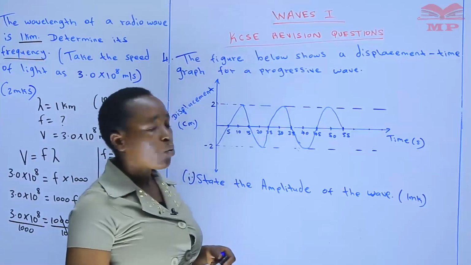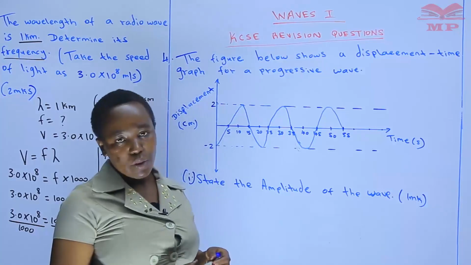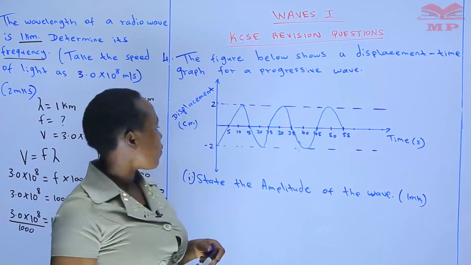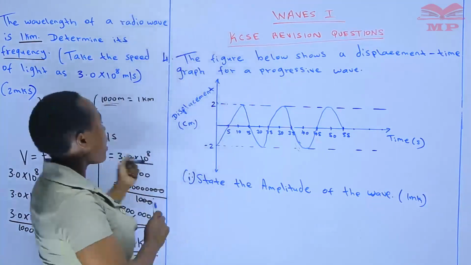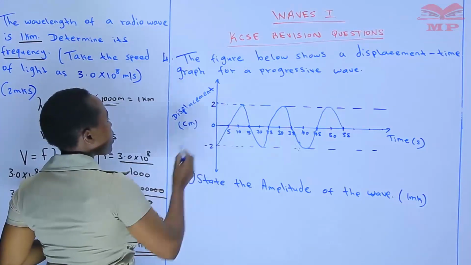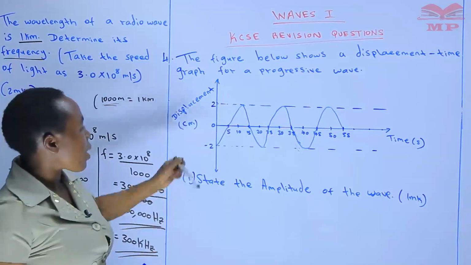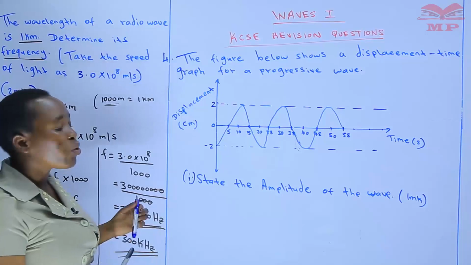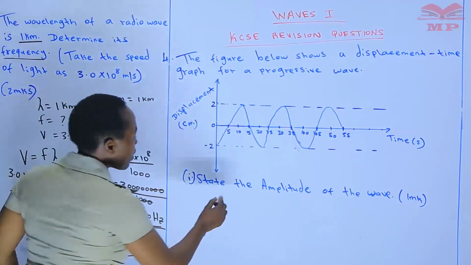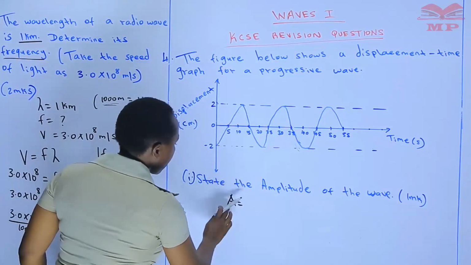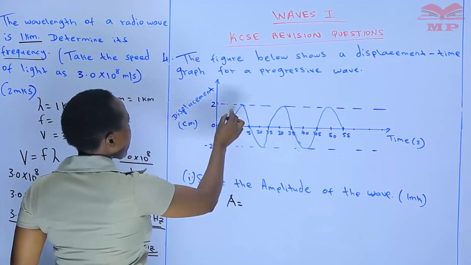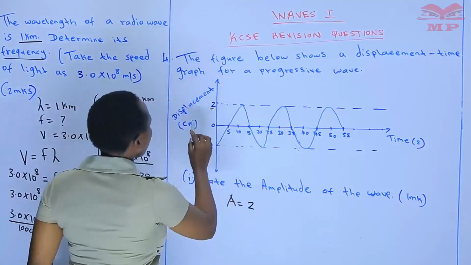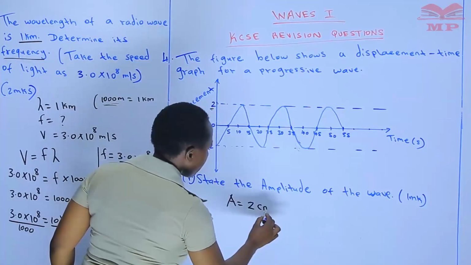So the first thing we need to ask ourselves, what is amplitude? We say that amplitude is the maximum displacement from the mean position. And our mean position is this point here. So the maximum displacement, and remember we said that the SI unit for amplitude is meters. From this we can see clearly that the maximum displacement on either side is 2. So our amplitude is 2 and the units are centimeters.